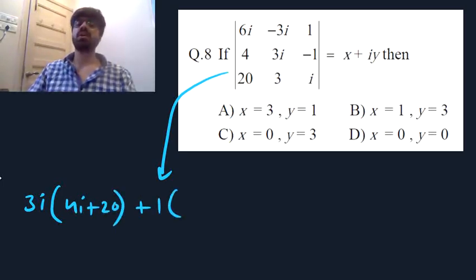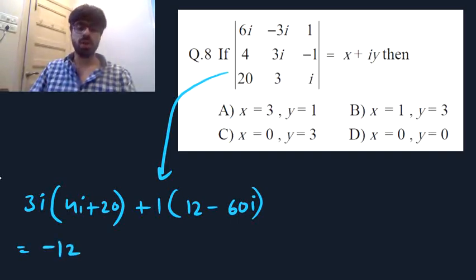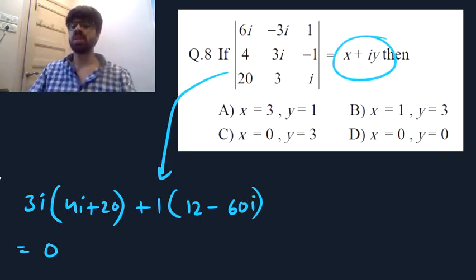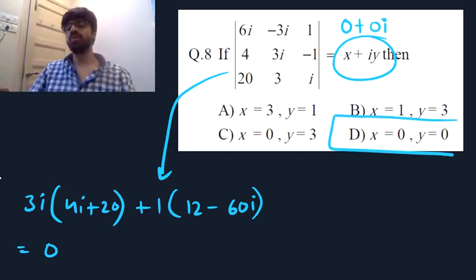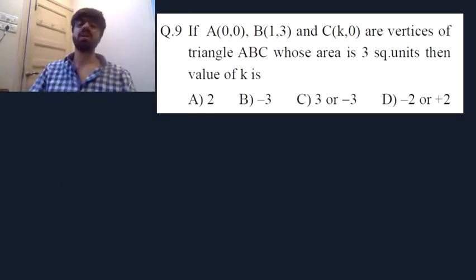Further, if you expand the determinant, it will be 1 into 12 minus 60i. So expanded, this will be 12i square, that is minus 12, plus 60i plus 12 minus 60i. So 60i gets cancelled and minus 12 plus 12 also gets cancelled. So the final answer will be 0. If you compare this with 0, you can say it is 0 plus 0i, and that is why x and y, both of them will be equal to 0, making option D the right answer for the 8th question.